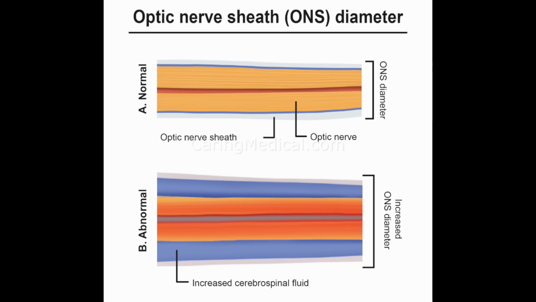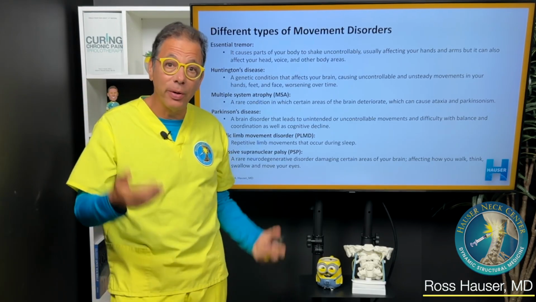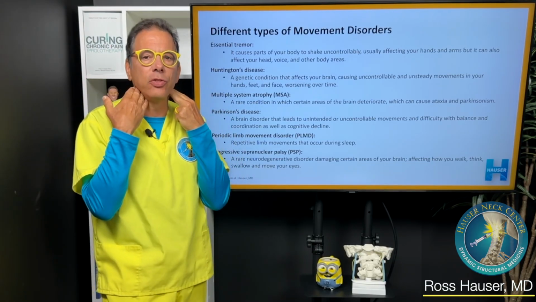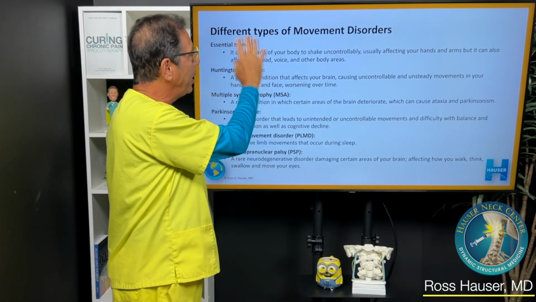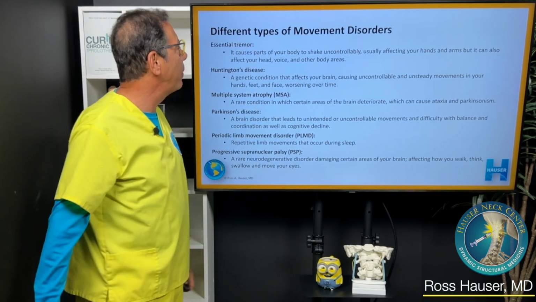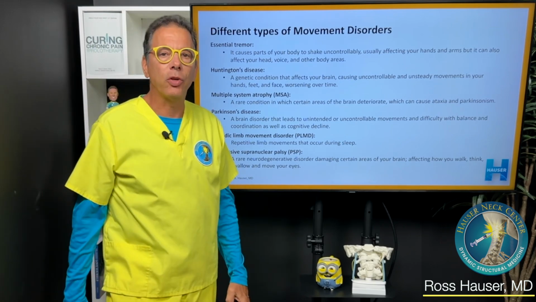So why is the cerebral spinal fluid accumulating there? Well, it can't get out. Why can't it get out? Because the person has internal jugular vein compression. So we've had very good success of helping people get rid of their essential tremors.